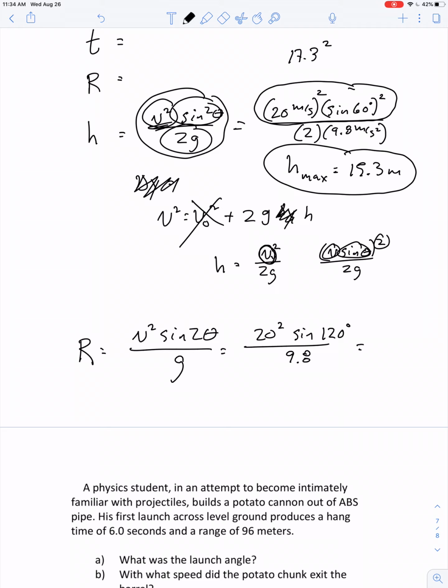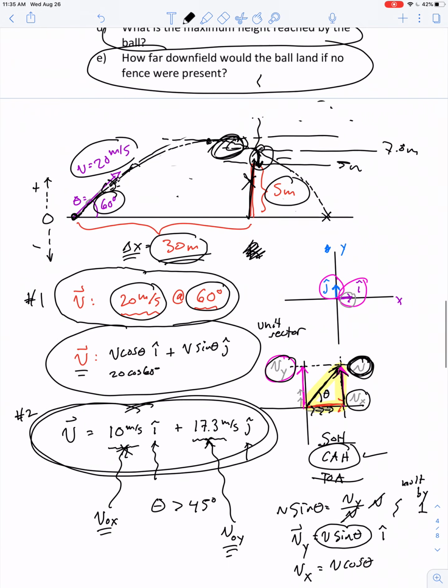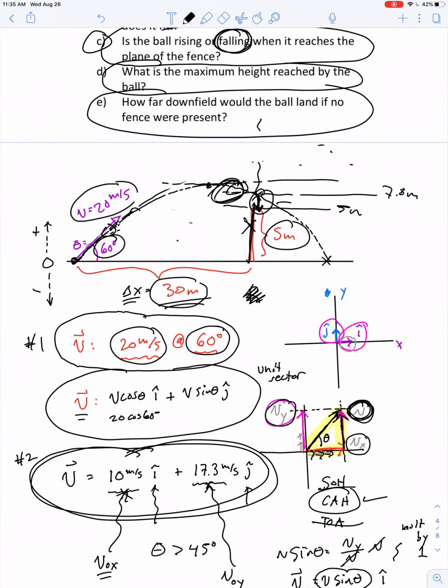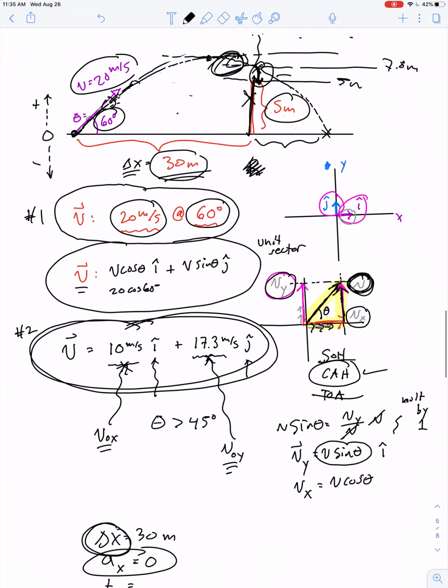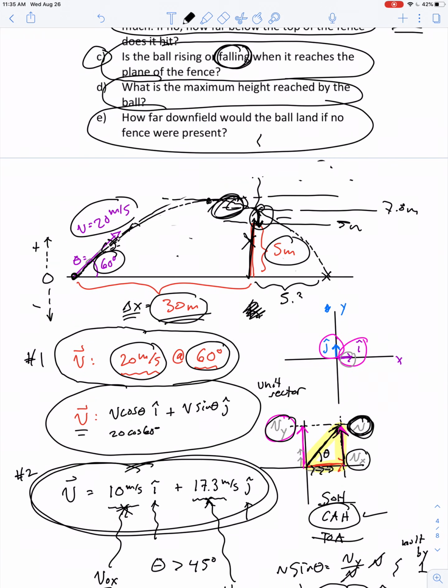And it comes out to 35.3 meters. So it just barely clears the 5-meter tall fence, and instead of landing 30 meters away, lands an additional 5.3 meters beyond. All right.